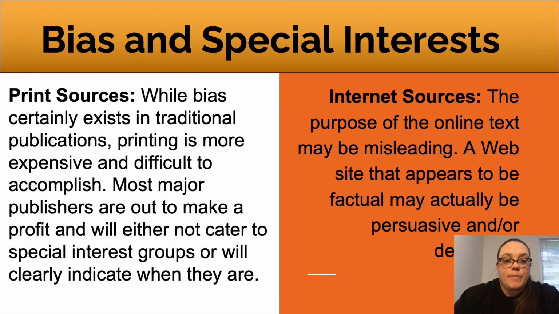You also want to think about bias and special interests. So print sources. Bias absolutely exists in traditional publications, but printing is more expensive and difficult to accomplish. So most major publishers who are out to make profit, which they all are, will either not cater to special interest groups or will clearly indicate when they are. And that's because they want to be able to sell what they're publishing to as many people as they can. They don't want to limit their market.